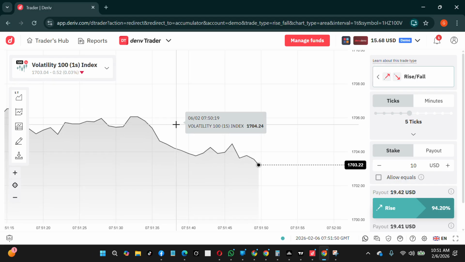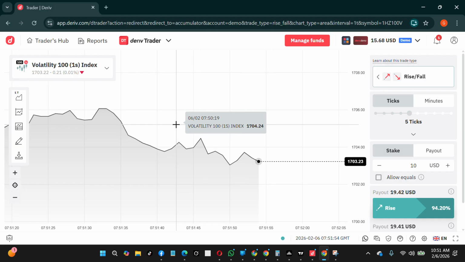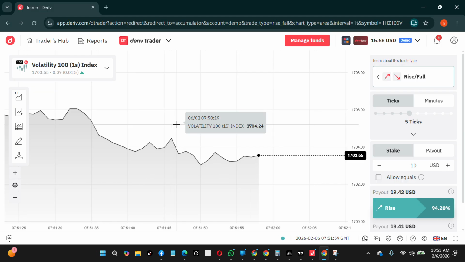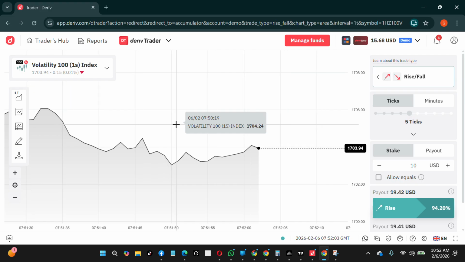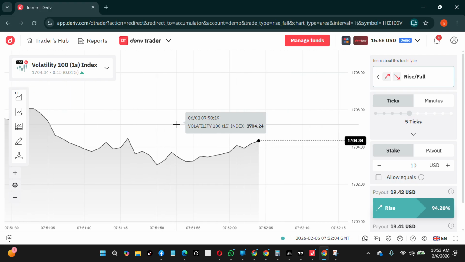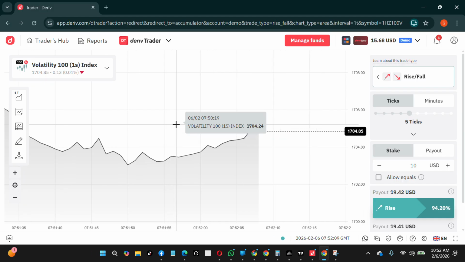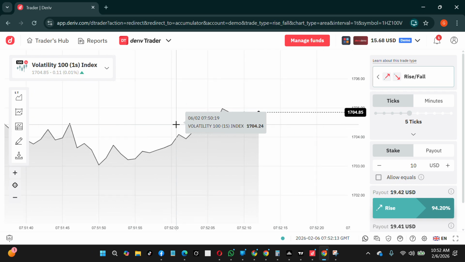So we normally call the green candlestick a bullish candle, or a bullish market. A bullish market is a market that is going upward. The buyers, we call them the bulls, and the sellers, we call them the bears. A red candlestick, we normally call it a bearish candlestick, a bearish market.